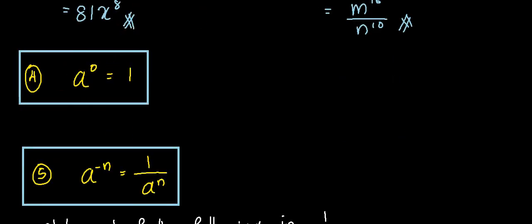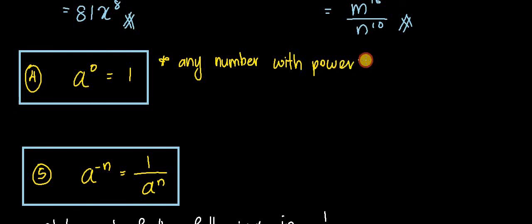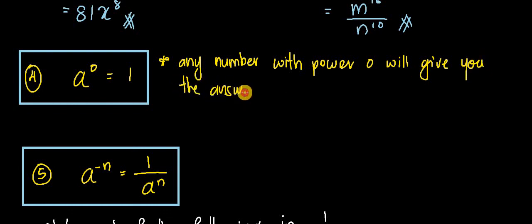The fourth rule basically tells you that any number with power 0 will give you the answer 1. So you can put it in your calculator right now. You can do 7 power 0, you will get 1.